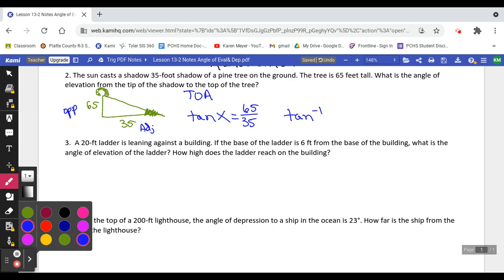inverse. So do second tan, so inverse shows up. And then 65 divided by 35. And we get angle X to equal 61.7 degrees. Done.